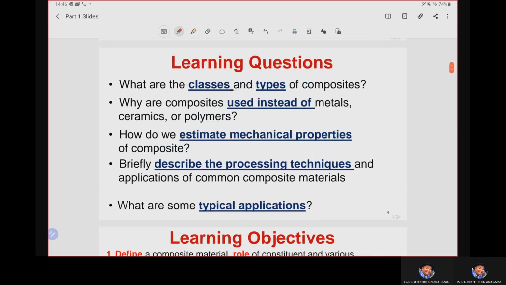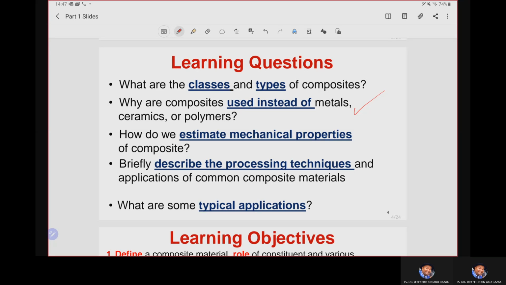For the learning questions, the following are some of the questions that at least you can answer after attending my offline class. First, you need to know the main classes and types of composite material. For composite material, we can classify them either based on their dispersed phase or based on their matrix phase. Second, the reason why we need to use composite material instead of other primary engineering materials that you already learned previously, like metals and metal alloys, ceramics or polymers. And third, how do we estimate or predict the mechanical properties of composite through simple calculation?